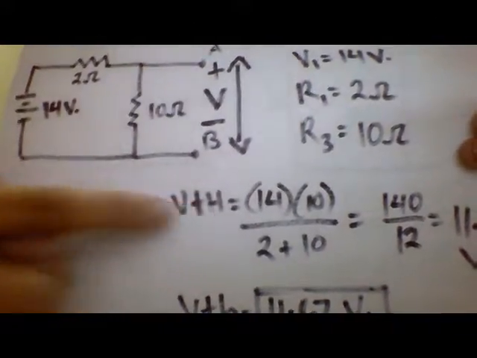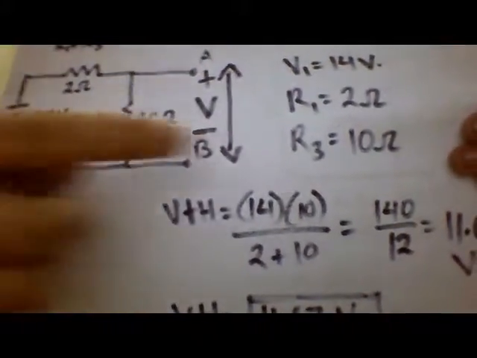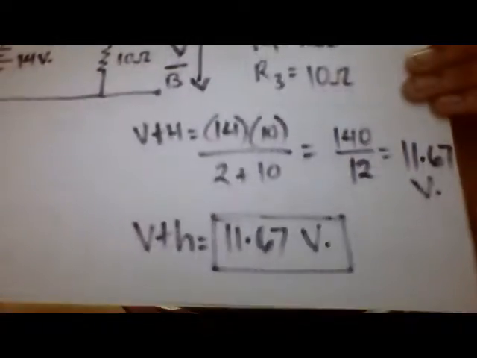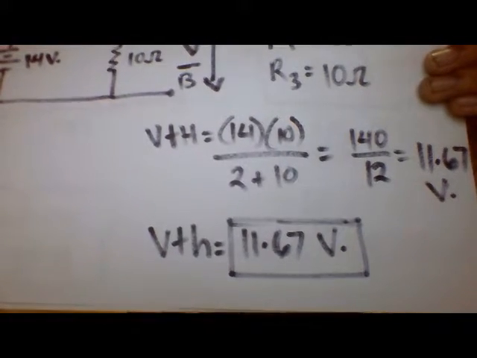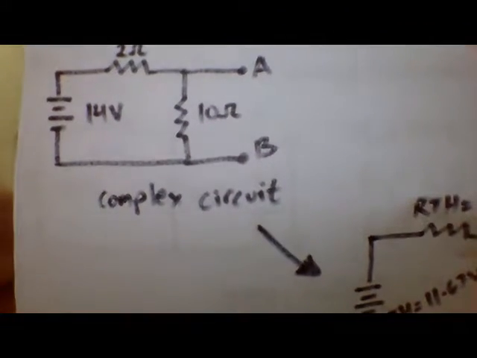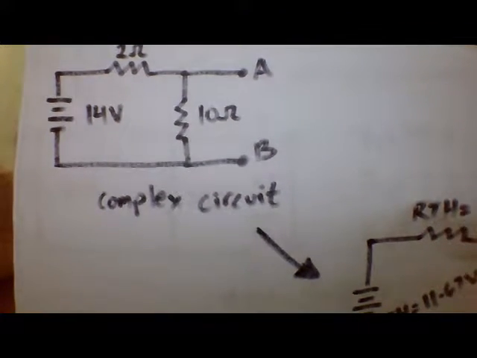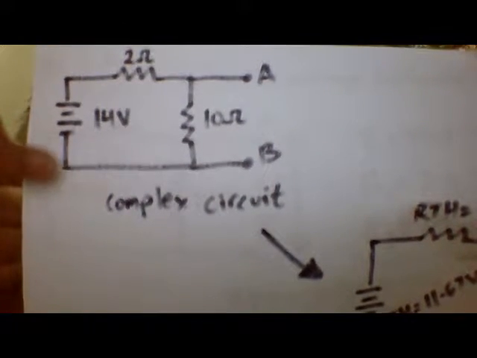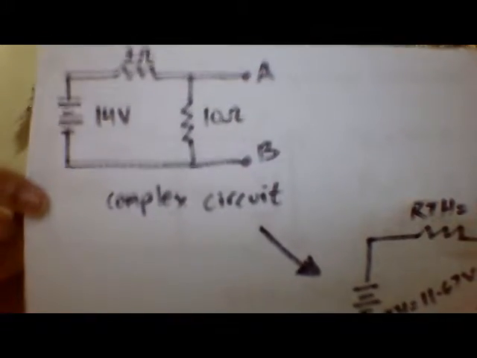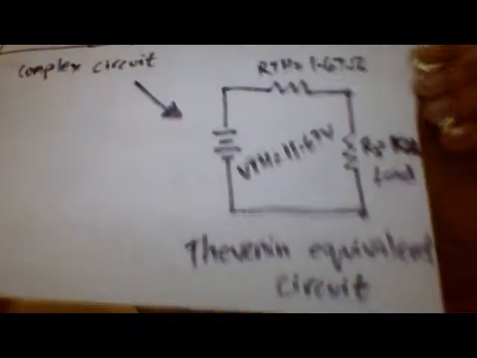With the formula we can now solve the VTH, or Thevenin's voltage. 14 times 10 over 2 plus 10, so 140 over 12 is equal to 11.67 volts. So that is our VTH. Lastly, we can convert this complex circuit into a Thevenin equivalent circuit. This circuit is equivalent to this circuit. This is the simplest form of this complex circuit.